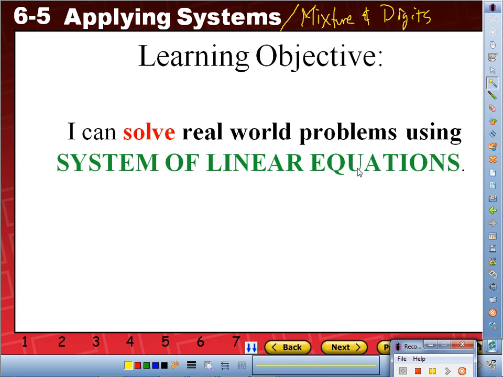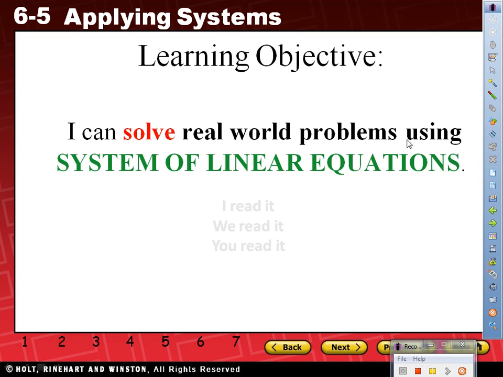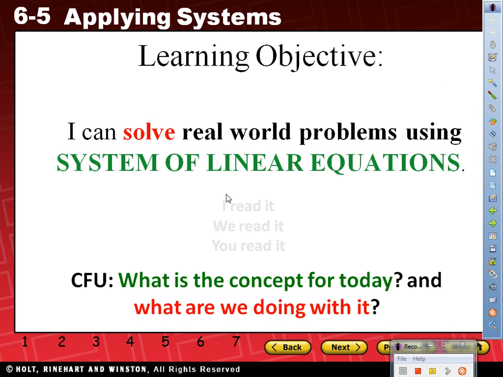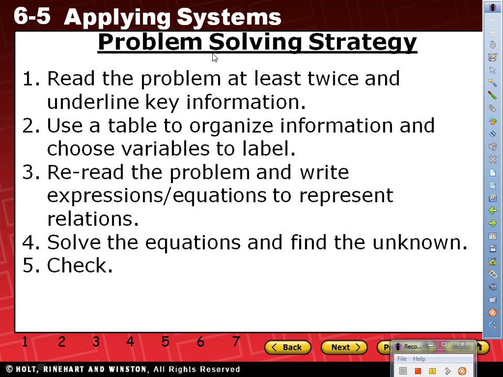We don't need a Frayer model. We don't need steps. We already have them. What I do need you guys to do is to stay focused throughout the process of the two that I'm going to present today. Okay, here he goes. With that said, we already know what systems are. We don't need this. We already know our process, right? Read it twice, label stuff, use a table, get variables involved, read the problem, get equations, solve, and then check at the end.